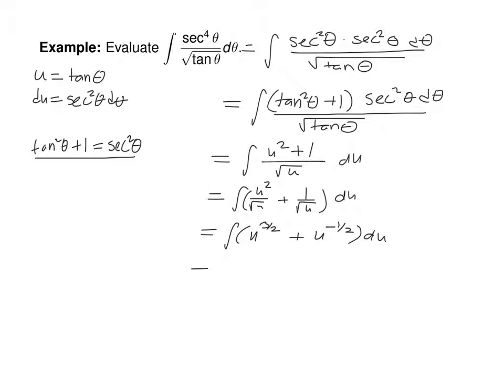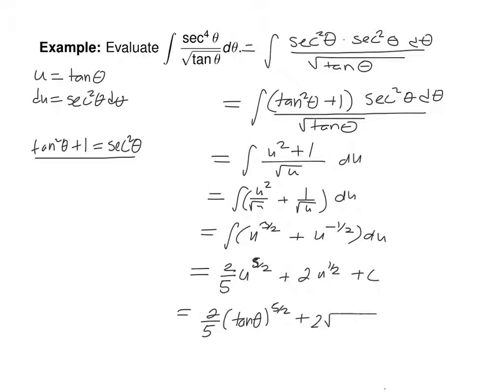And so the antiderivative of u to the 3/2 is u to the 5/2 times 2/5. That 5 looks a bit like a 3, so let's change that. So 2/5 u to the 5/2, and the antiderivative of u to the negative 1/2 is u to the positive 1/2 times 2, plus c. Let's insert back what our u's were. So 2/5 tangent of theta to the 5/2 plus 2 root tan theta plus c.